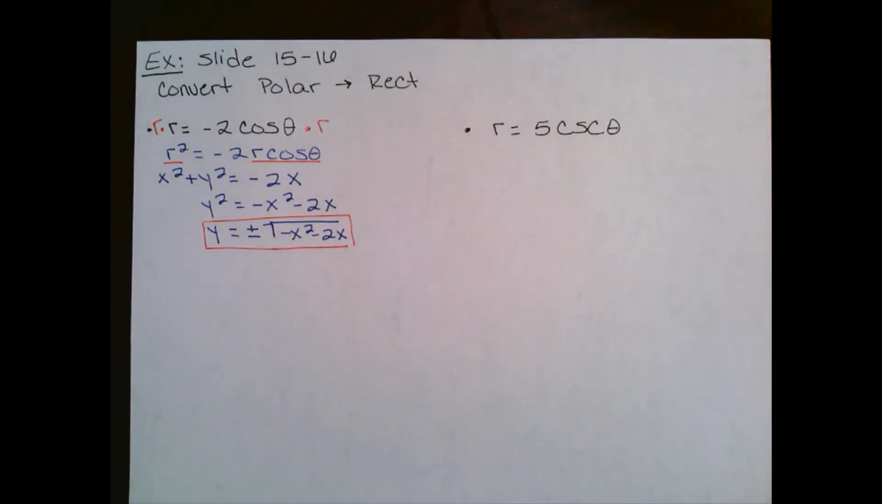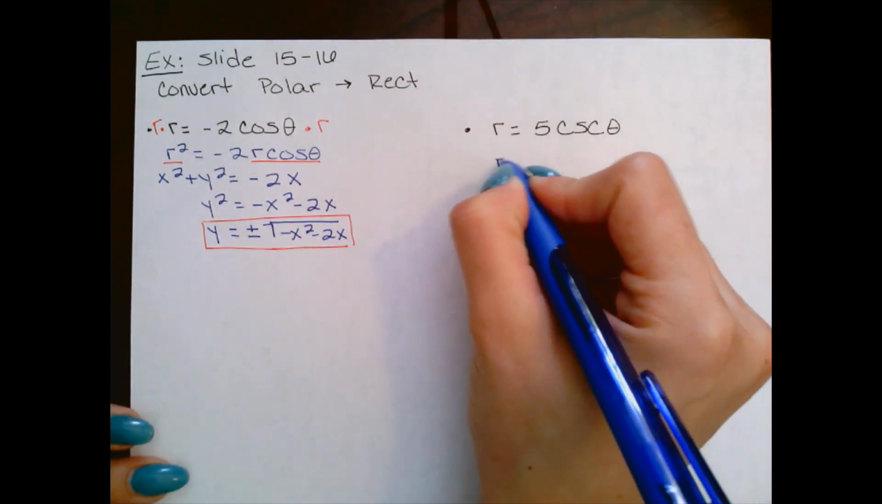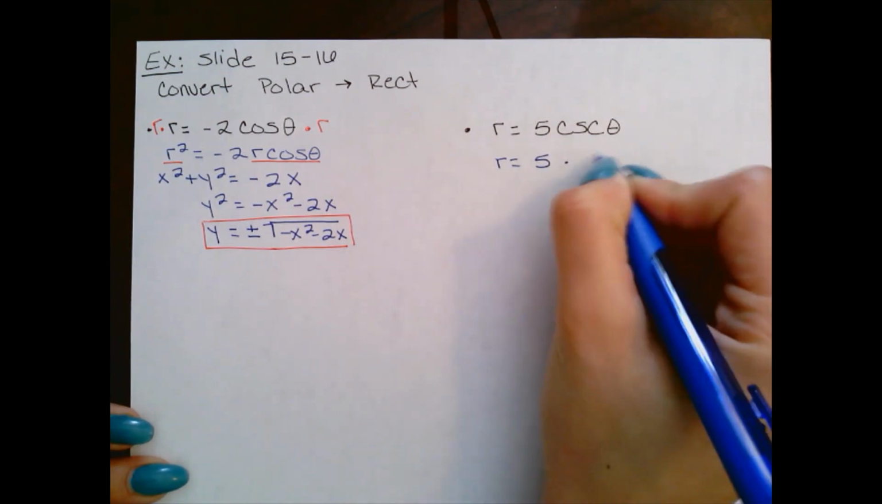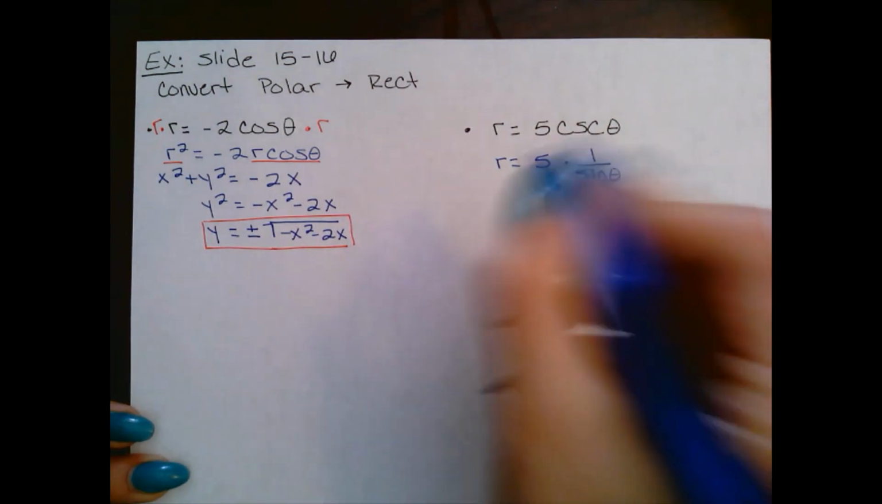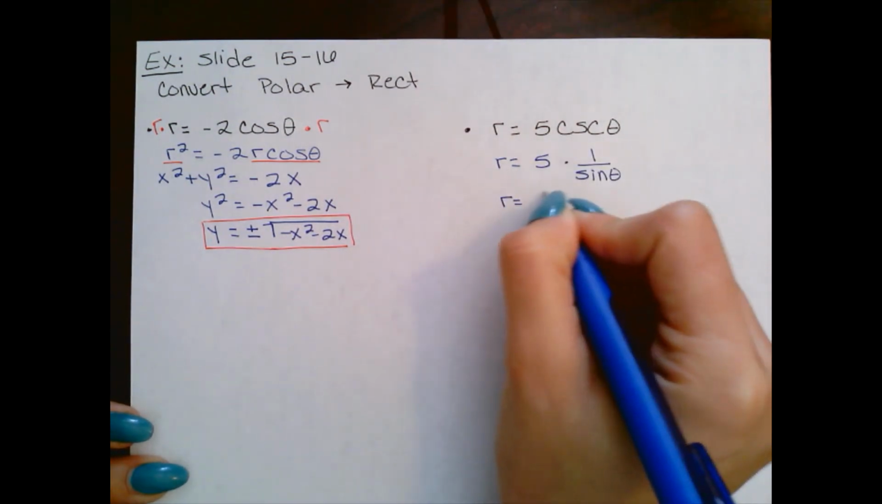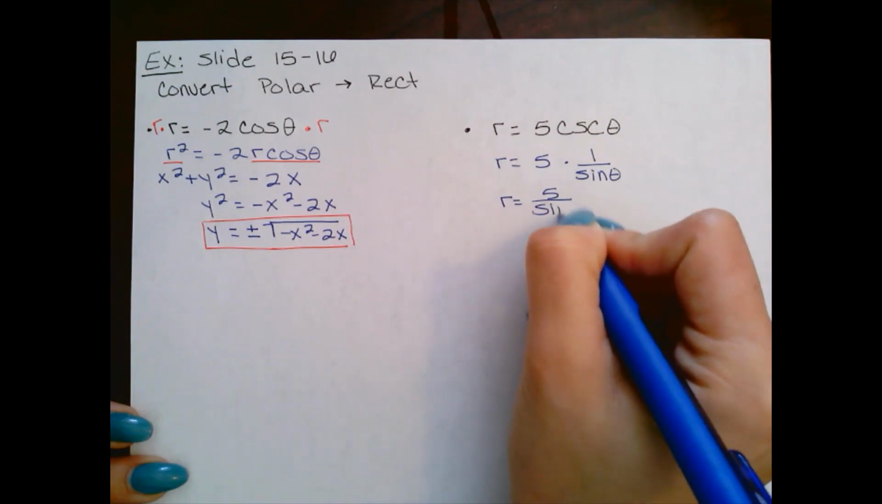Now, for the question on the right, I have r equals 5 cosecant of theta. Now, cosecant is not one of my rules, but I have learned in the past a different way to write cosecant. I've learned that cosecant is the flip-flop, the reciprocal of sine. Okay, so I can start off by rewriting this as r equals 5 times 1 over sine of theta. Okay, which if you want to rewrite it a little neater, we can say 5 over sine of theta.